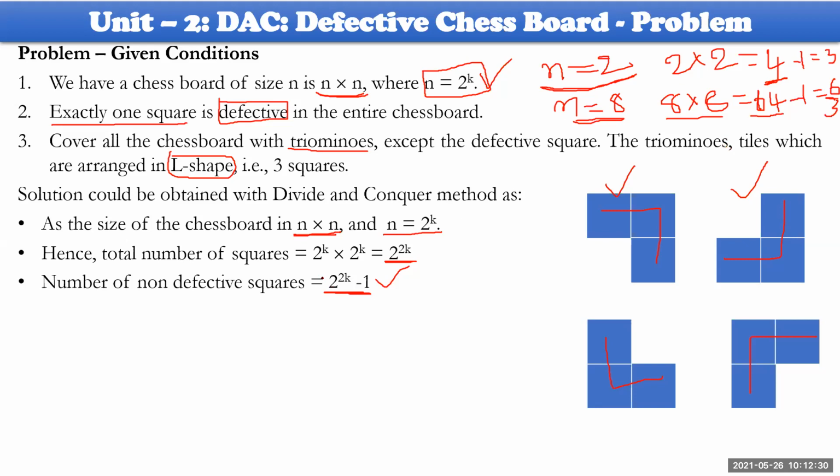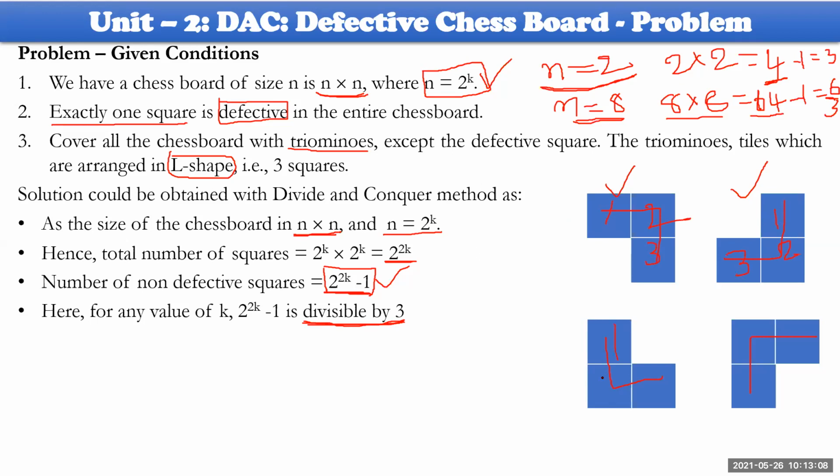Something like that. In general, the formula could be taken into consideration like this: 2 power 2k minus 1. Then, whether this 2 power 2k minus 1 will be divisible by 3 or not. Why have we taken this particular division by 3? What is the secret behind considering divisibility by 3? Consider these triominos. These triominos have a first tile, second tile, and third tile.